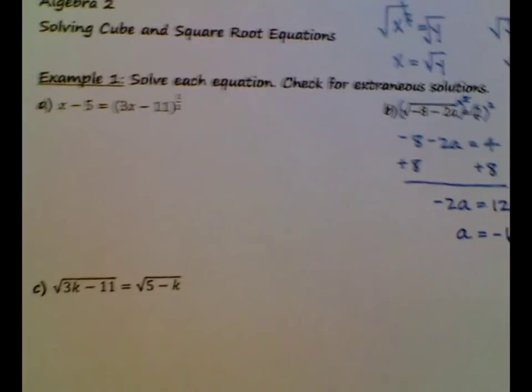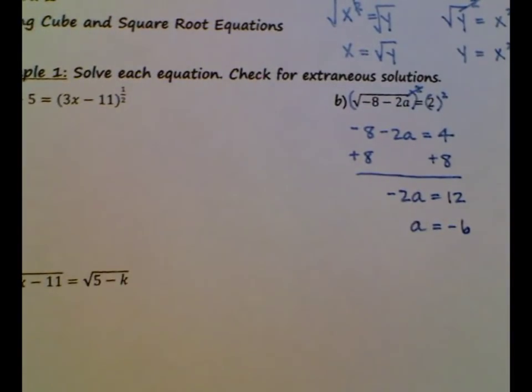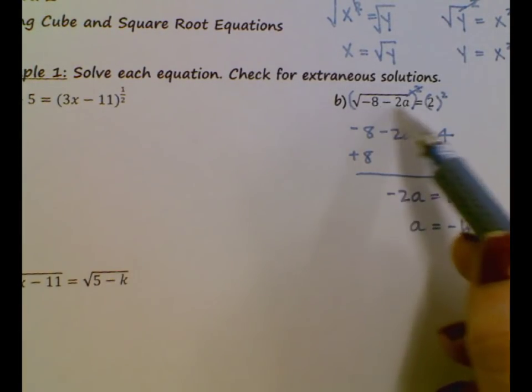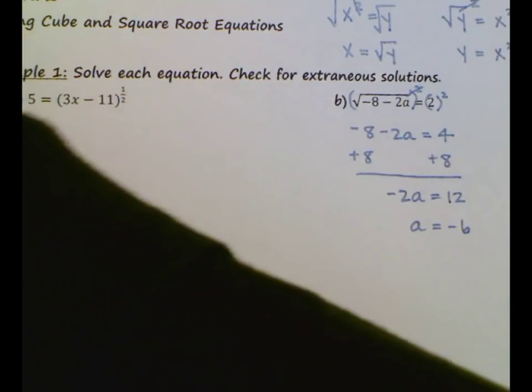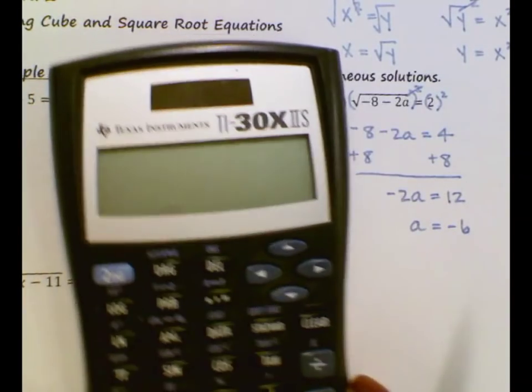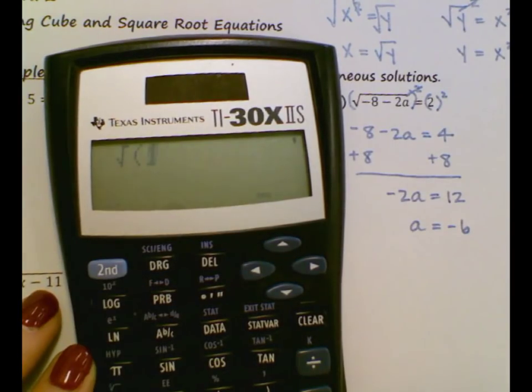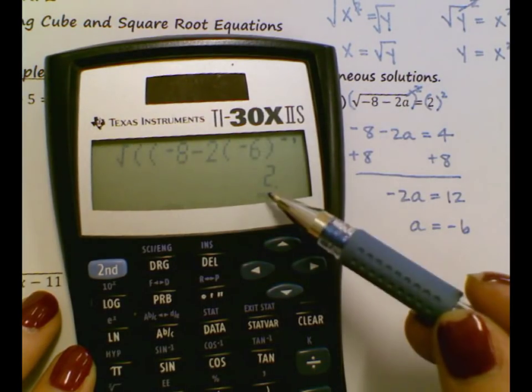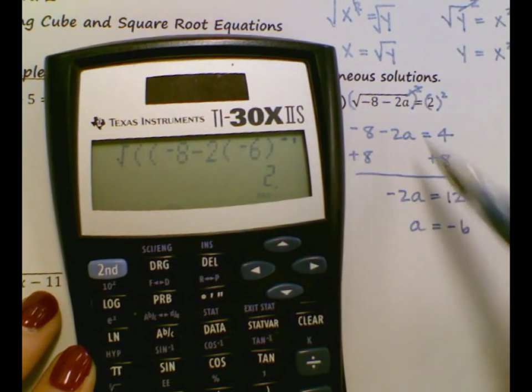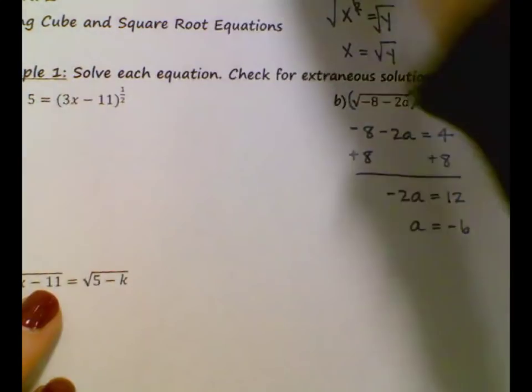Now, let me scoot that over so you guys can see. To see if it's an extraneous solution, you would take this negative 6 and plug it back into the equation to see if it works. I'm just going to use my calculator because that's the only one I have over here. So square root of negative 8 minus 2 times negative 6. And look what we get, 2. And that's what we're supposed to get, 2. So we know this answer is okay.